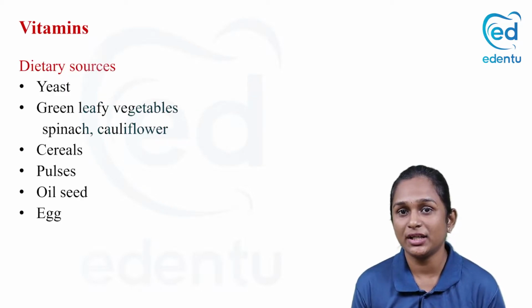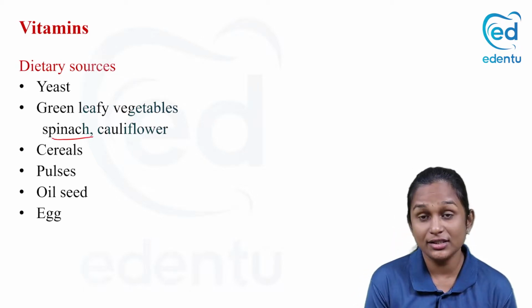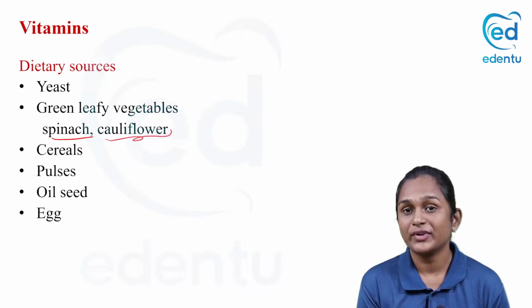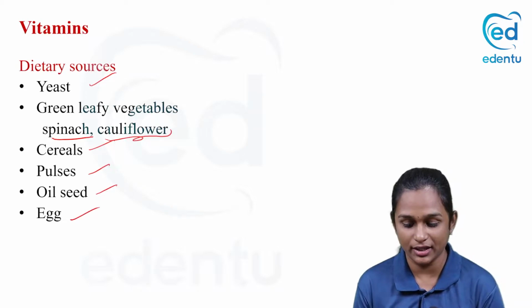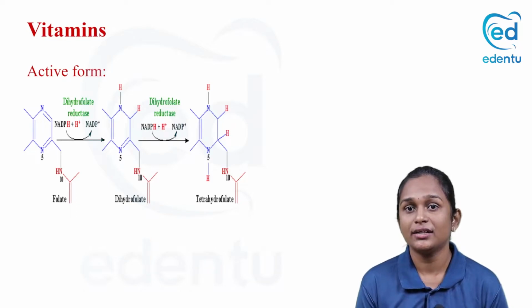As the name indicates, folic acid. Folium means green leafy vegetable. The diets which are rich in folic acid are spinach and cauliflower, and the other sources are yeast, cereals, pulses, oil seed and egg. And what is the active form of folic acid?